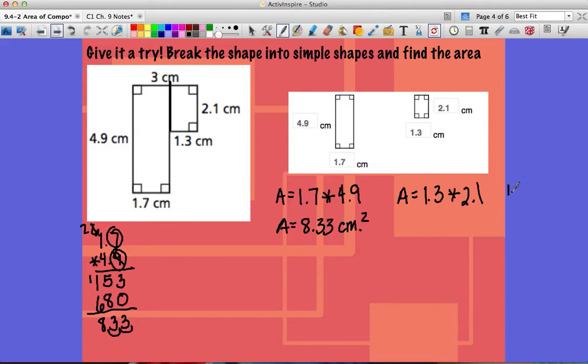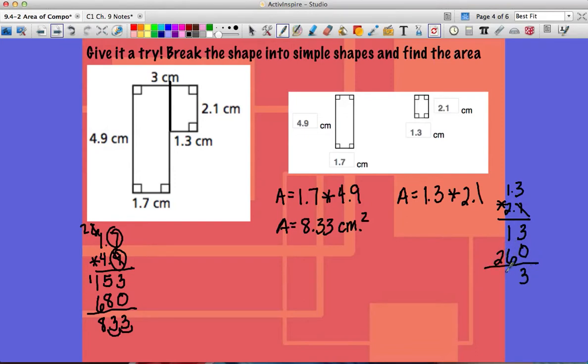And over here, we'll practice 1 and 3 tenths times 2 and 1 tenth. 3 times 1 is 3. 1 times 1 is 1. 0 is a placeholder because we're done with multiplying with the 1. 3 times 2 is 6. 1 times 2 is 2.